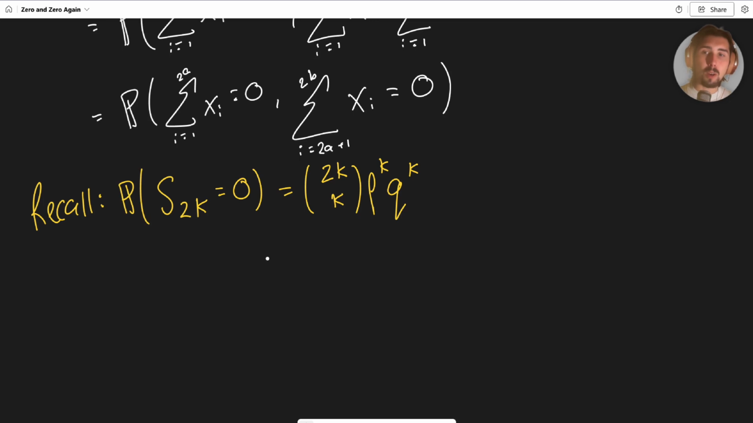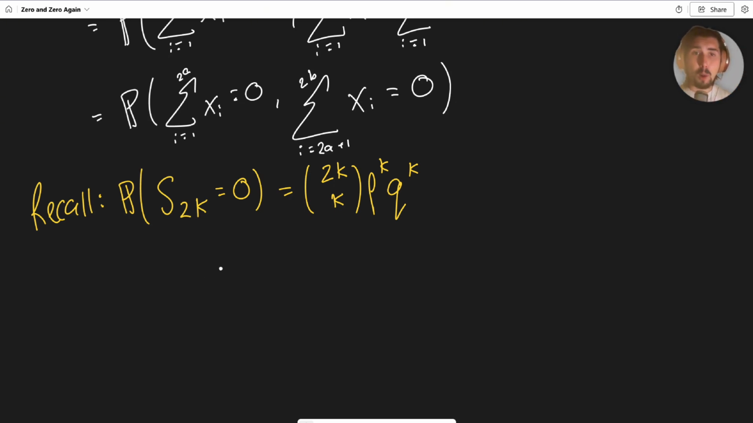Basically, what we realized is that in order for this to occur, the number of total plus ones going up has to be the same as the number of total minus ones going back down. That's the only way that you can return to 0 in 2k steps. You need k ups and k downs. They could be in any combination that you want, but you need k ups and k downs.